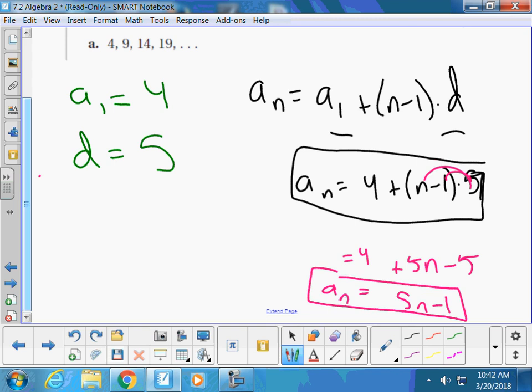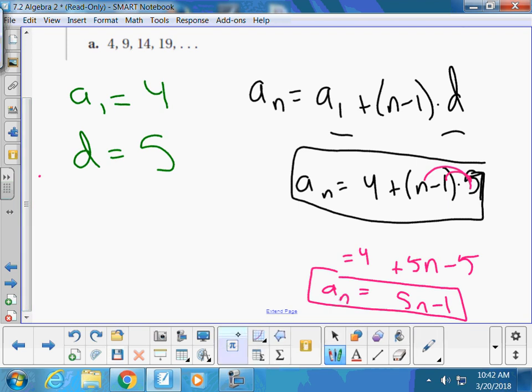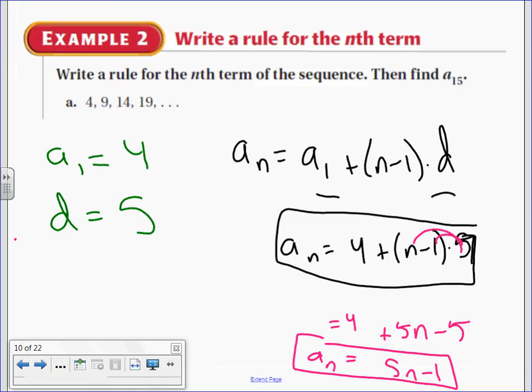How do you find it? Good question. Ethan remembered there was one more question happening there. And that question was, how would I find the 15th term? What do you guys think? Plug a 15 in for n, so you can either use the black formula or the pink formula. It's going to give you the same answer.